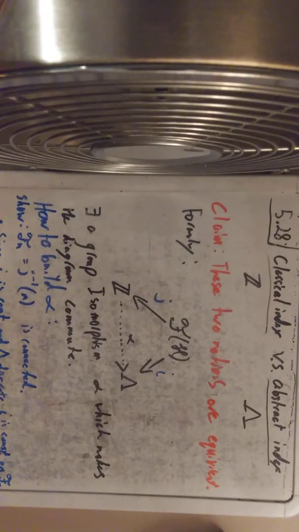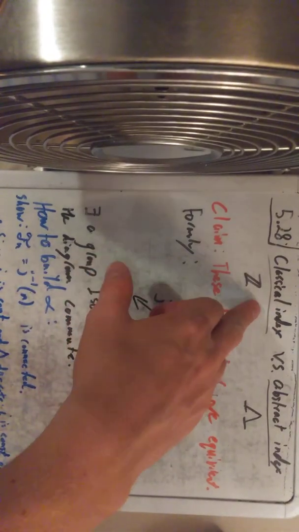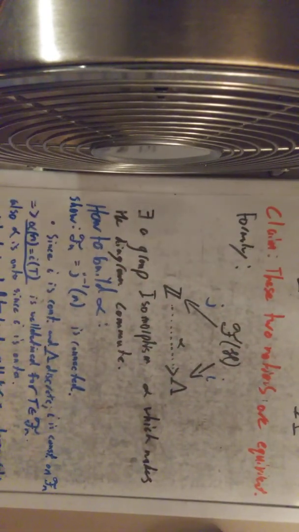So next what we're going to be covering is section 5.28, which is going to consider the classical index, as we've already defined, and the abstract index that we were just talking about. The main claim of this section is that these two notions are in fact equivalent, and what we mean by that is, formally, that there exists an isomorphism alpha, which makes this diagram commute, this diagram here.